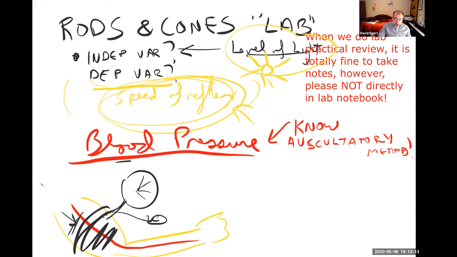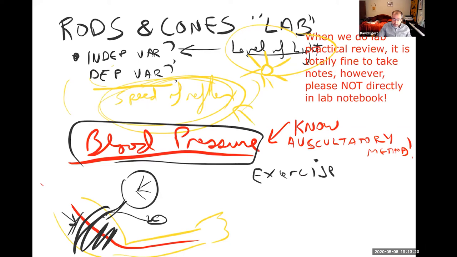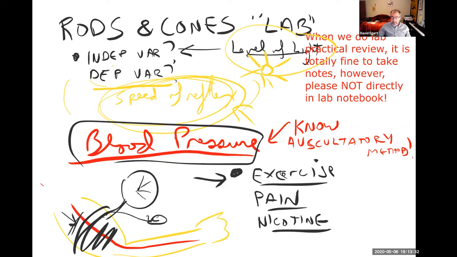Then we looked at blood pressure versus a few different things. We looked at blood pressure versus exercise, blood pressure versus pain, blood pressure versus nicotine. What did we find? How was blood pressure affected by exercise? Someone's got to remember this. It goes up. It went up, totally. Again, because we need way more blood flow to the muscles. We get like 10 times as many capillary beds open as we do at rest.